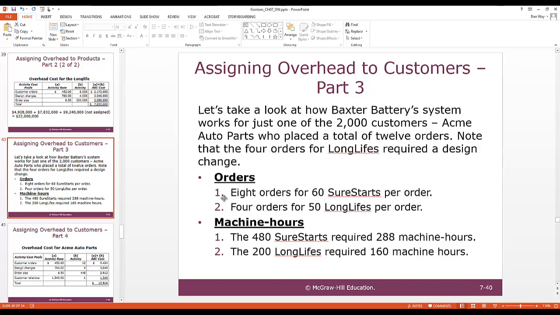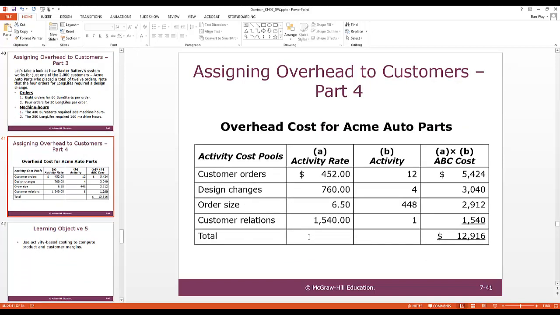So let's look real quick about how Baxter's system works for just one of their customers, Acme Auto Parts here. So Acme placed a total of 12 orders, and we'll note that 4 orders for long lives required a design change. So in terms of orders, we had 8 orders for 60 sure starts per order, and then 4 orders for the 50 long lives per order, and again, those require some design changes. In terms of machine hours, the 480 sure starts required 288 machine hours, and the 200 long lives required 160 machine hours.